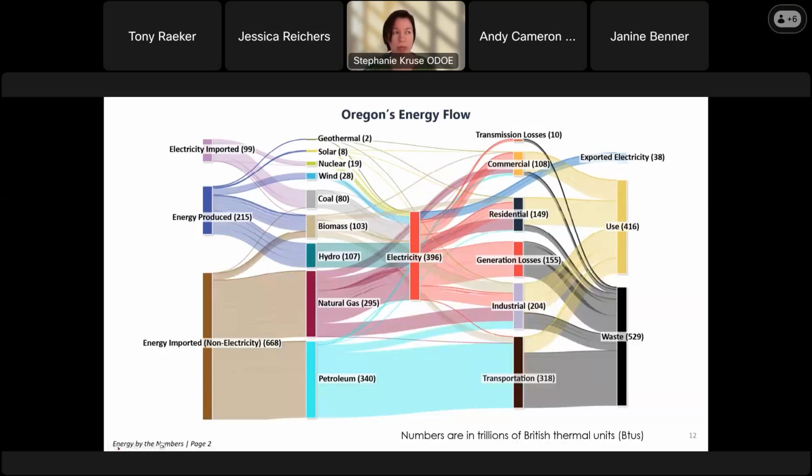The energy we produce and import helps meet various needs, from in-state electricity generation, transportation fuels, to natural gas and electricity that supply homes and businesses. Some energy ultimately goes unused due to system inefficiencies, and some is exported to other states, mostly as electricity in Oregon. We really like this chart because it gives us a high-level overview of energy in Oregon.